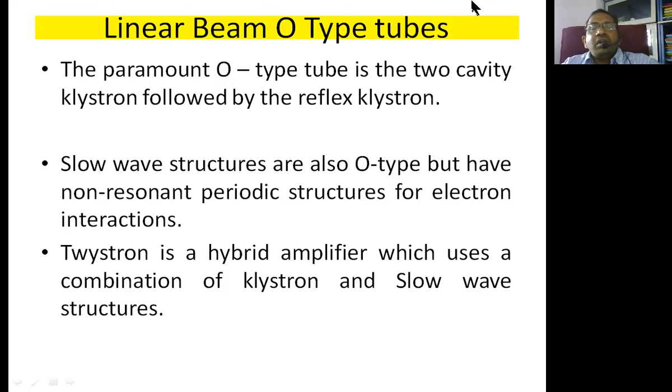They work on the non-resonant periodic interactions. They are known as non-resonant tubes. Slow wave tubes are known as non-resonant tubes. And a twistron is a hybrid amplifier, which uses a combination of klystron and slow wave structures. So these three are the various varieties. Under O-type tubes, you normally have resonant tubes, non-resonant tubes, and the klystron type of amplifier, which is a combination of resonant as well as non-resonant structures. These three varieties of linear beam tubes can be constructed by using microwave tubes.